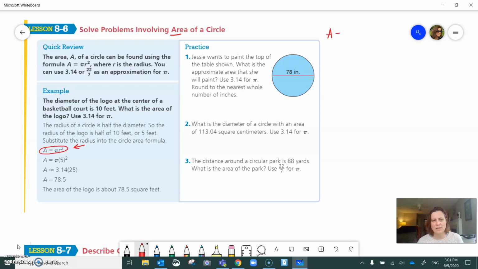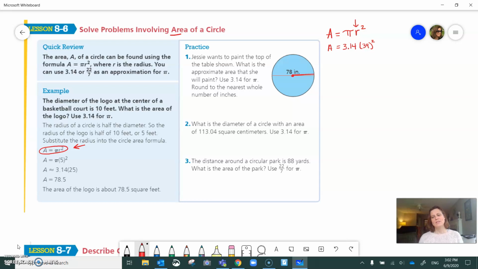So if the formula is area equals pi times the radius squared, there are some things we know here. We don't know the area. The value of pi that they asked us to use is 3.14. And then the radius, we actually don't know. We know that the diameter is 78, but radius is only half of that. So half of 78 would be 39. 39 times 39 squared.